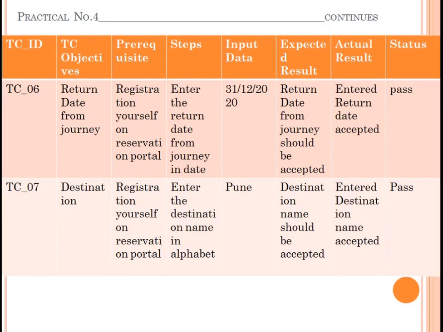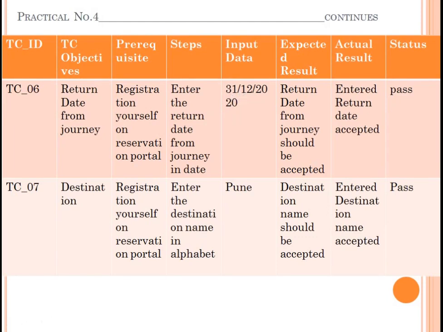The next test case is TC number 6. The test objective is the return date of the journey. Here we put the return date of the journey. The prerequisite is to register yourself on the reservation portal. The step is to enter the return date of the journey in date format, for example 31/12, that is 31 December 2020.